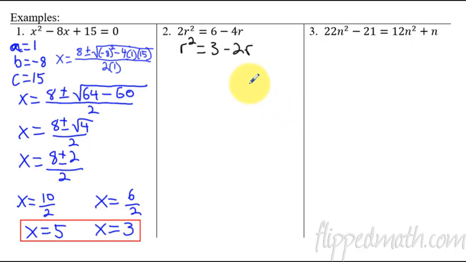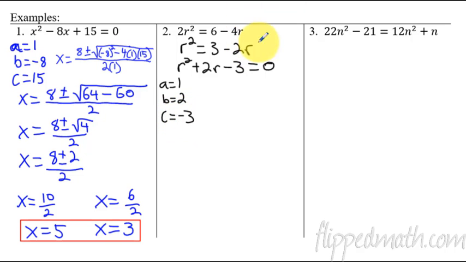Okay, so now if we have this, before you can solve it, it must equal 0. So let's set it equal to 0 first, because if you look back at the beginning of our notes, the quadratic formula only works if the quadratic equation is equaling 0. So you see how I did that? I added 2r to both sides, subtracted 3, so now I have this set up. Okay, so a is equal to 1, b is equal to 2, and c is equal to -3.